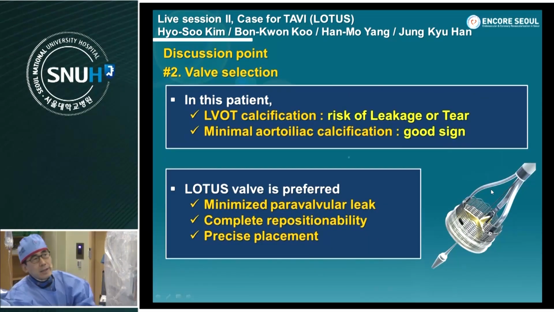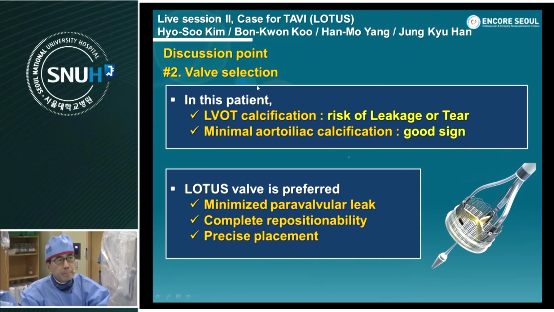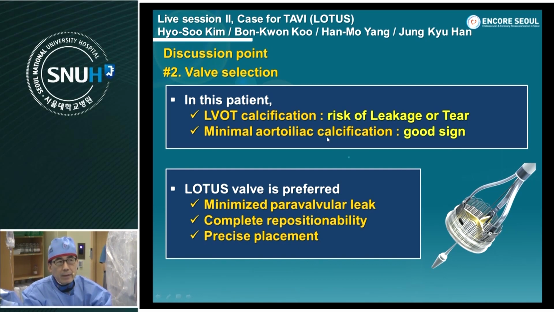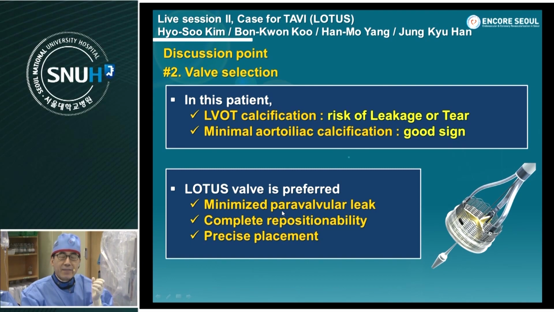The second discussion point: which valve should we choose for these patients? In these patients, the only concern is valvular calcification, which is associated with risk of leakage or tear. But this patient has a very good aortoiliac system. Thus, I think the LOTUS system is very appropriate for these patients because the efficacy of the LOTUS valve is excellent. The trade-off is a thick, rigid delivery system that requires a really good aortoiliofemoral system. Thus, for these patients, I chose LOTUS.